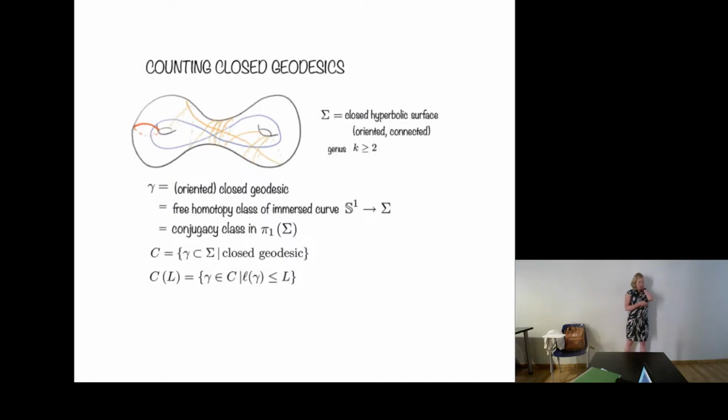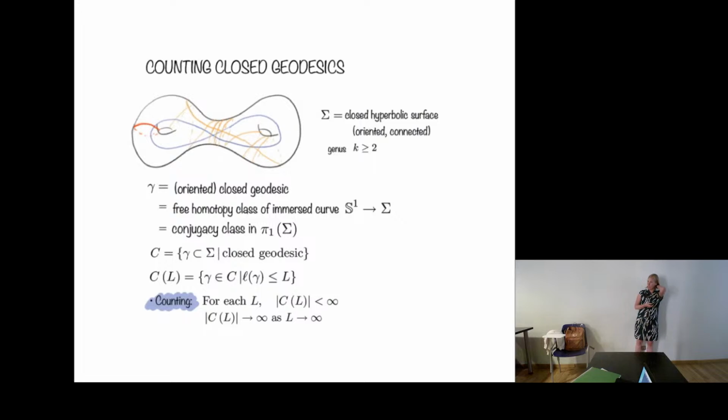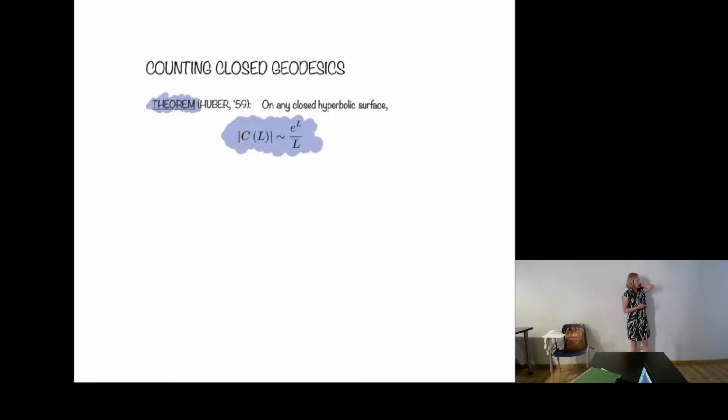So Peter already told us a bit about this. It's a classical problem to count such geodesics. So what we mean by counting is, if I fix a bound on the length, there are always finitely many closed geodesics with at most that length. But it goes to infinity as L goes to infinity. So counting geodesics really means at what rate does this go to infinity with L? We already heard about Huber's result from 59, that on any closed hyperbolic surface, this is asymptotic to e to the L over L, with asymptotic meaning that the ratio in the limit is 1, so there's no constant missing as L goes to infinity.